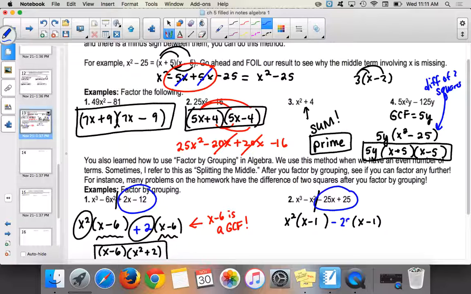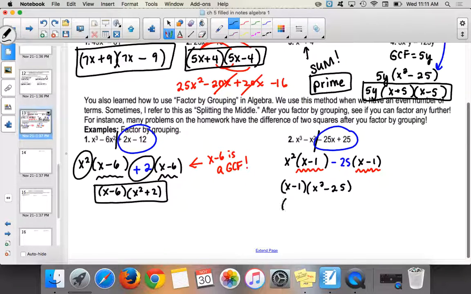All right, now I have a GCF. The thing I have in common now is x minus 1. So with GCFs, I pull GCFs to the front. And I write x squared minus 25 in parentheses. All right, Xavier, what do you think with x squared minus 25? It's x minus 5 times x plus 5, right? Because now this is the difference of 2 squares. And then we're done. Okay, so we have it fully factored.